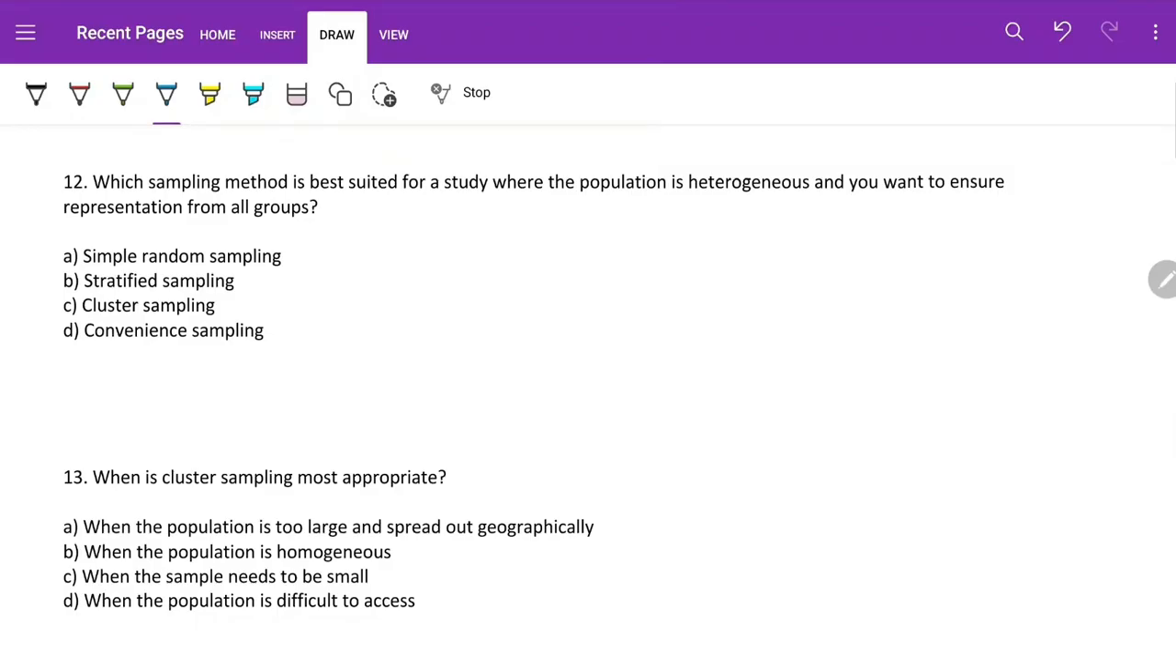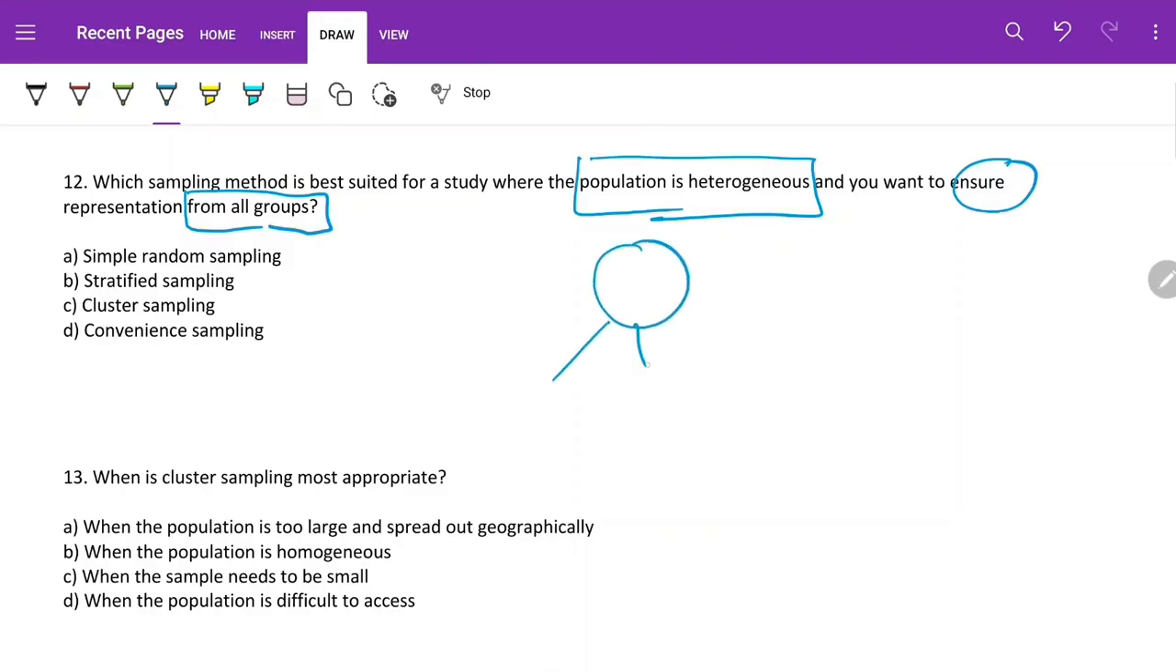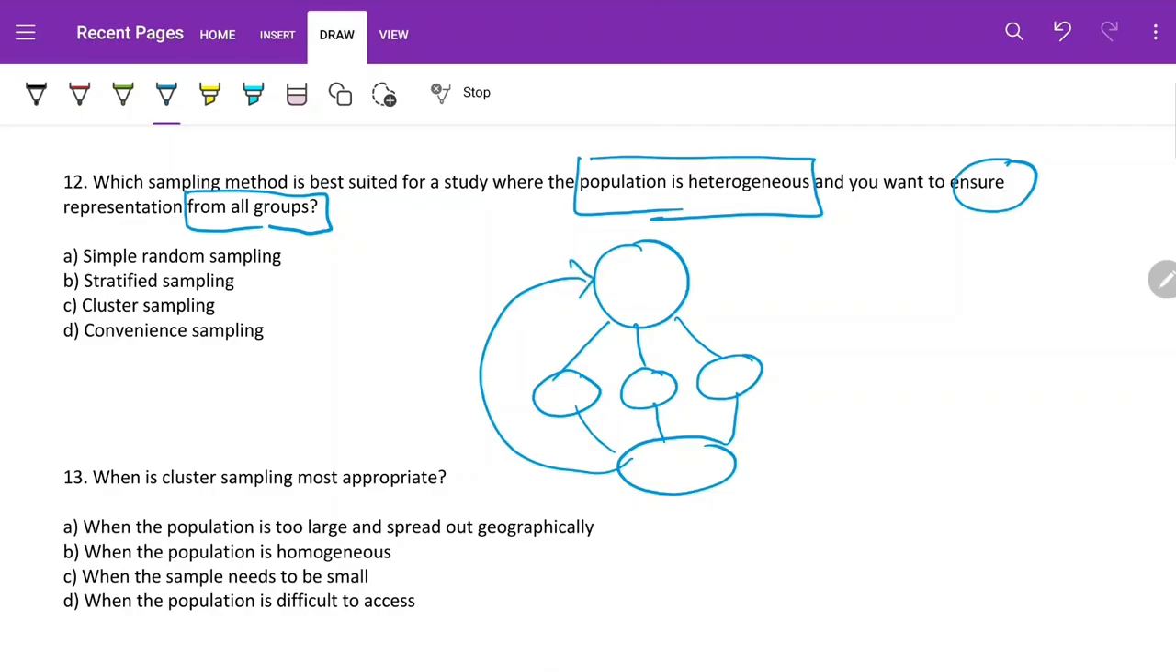Which sampling method is best suited for a study where the population is heterogeneous and you want to ensure representation of all groups? The population is heterogeneous, but you want to ensure that your sample represents all the groups of the population. We know that when the population is heterogeneous, we form homogeneous groups, and we take sample elements from those groups, so that it will represent the population. It is a good representation of the population, and this method is nothing but the stratified sampling method.